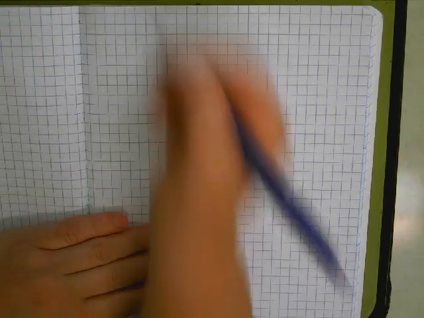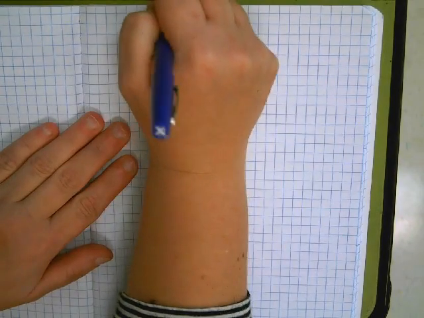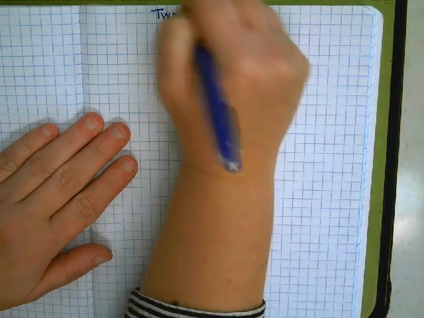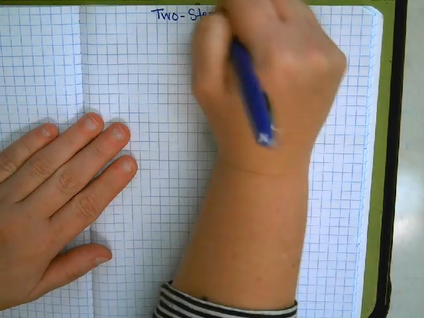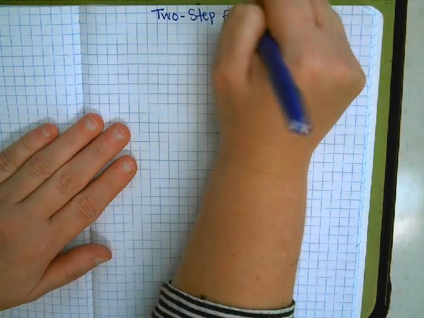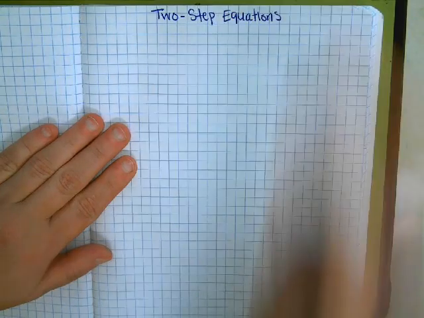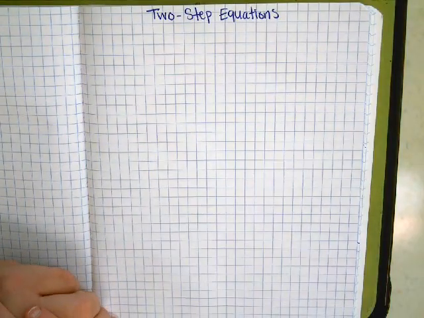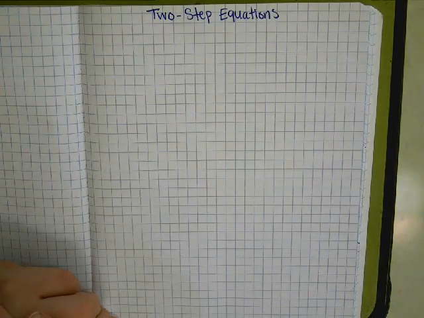Alright, so today we're going to be doing two-step equations. So our one-step equations took one step, so our two-step equations are going to take 2 steps.